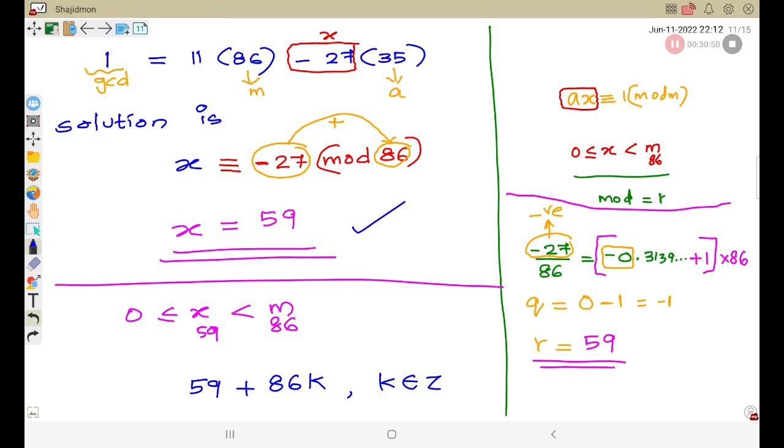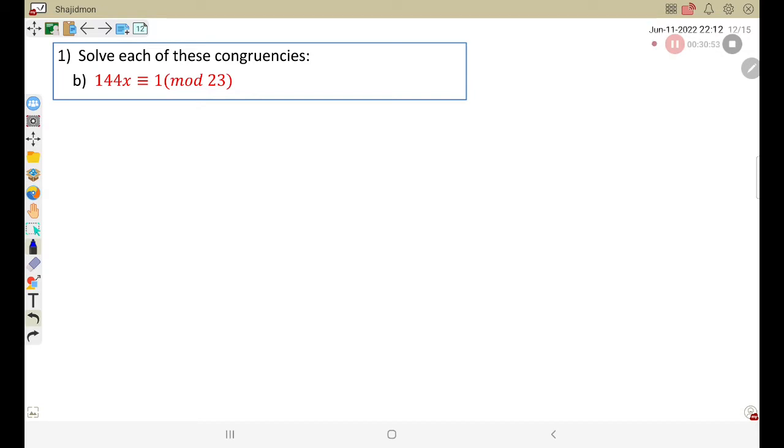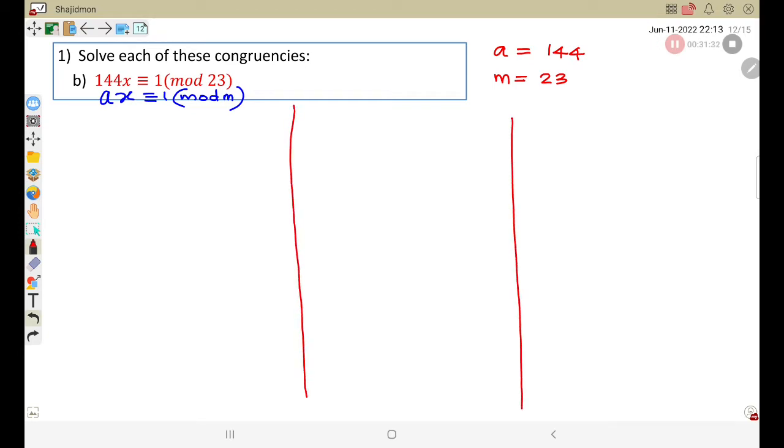Now we will go to the second question. Solve the linear congruence 144x congruent to 1 mod 23. Now we can practice. Linear congruence means ax congruent to 1 mod m, correct? This is the general form. So just write what our a number is and what our m number is. The a number is 144. What is our m number? 23, the mod number.